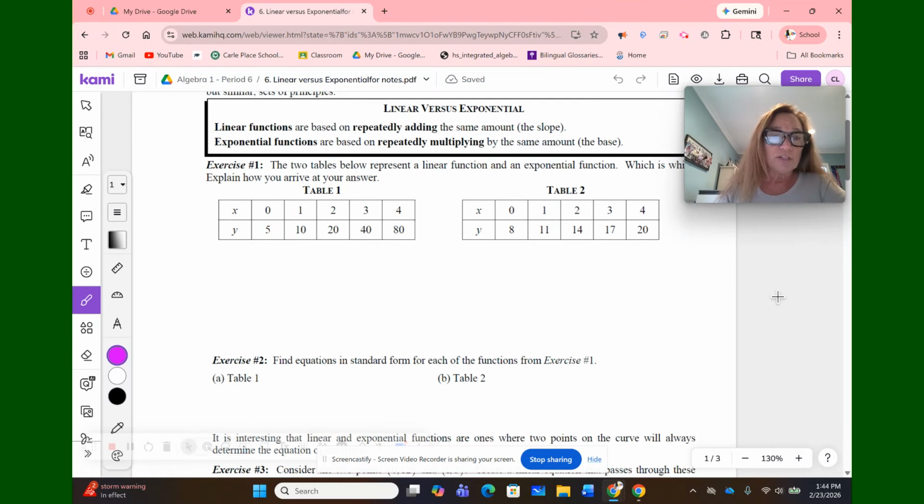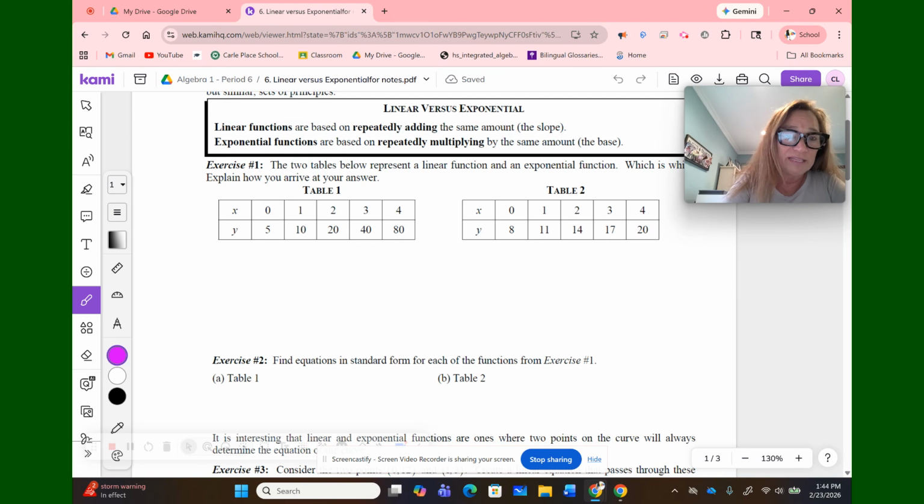Okay. So, table one, the first thing that I notice is that it goes up by 5, and then up by 10, and then up by 20, and then up by 40. 5, 10, 20, and 40, they're not the same number. So it's not repeatedly adding the same amount. So it's not a constant rate of change, which means that it's not linear. So basically, it's not linear.